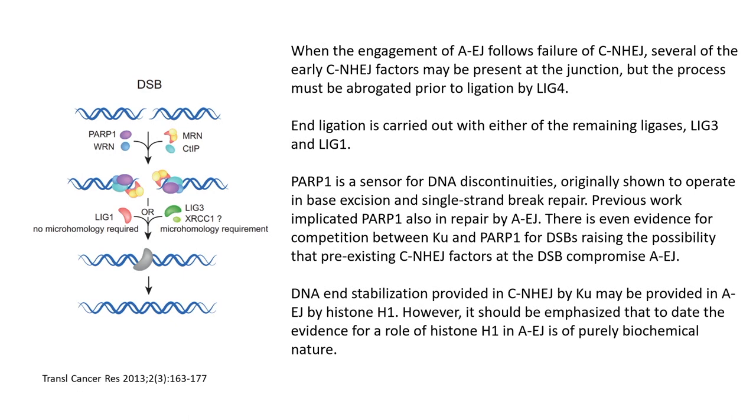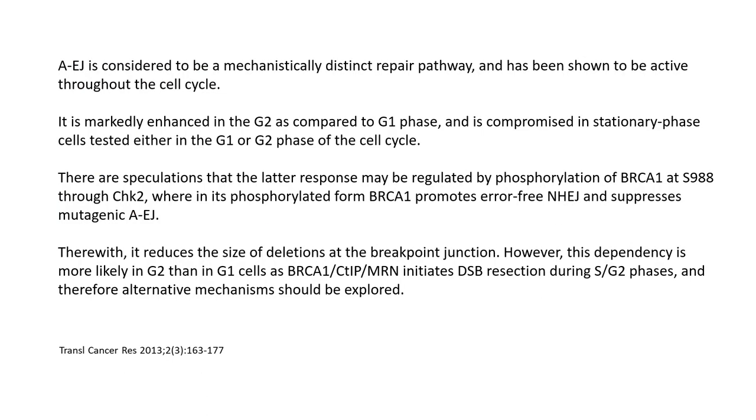DNA strand end stabilization provided by the conventional NHEJ by KU may be provided in alternative EJ by histone H1. However, it should be emphasized that to date, the evidence for a role of histone in alternative EJ is of purely biochemical nature. This alternative EJ is considered to be a mechanistically distinct pathway, and it is shown to be active throughout the cell cycle. It is markedly enhanced in the G2 phase as compared to the G1 phase, and is compromised in stationary phase cells tested either in the G1 or G2 phase of the cell cycle.